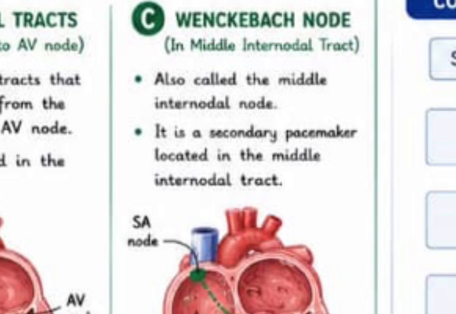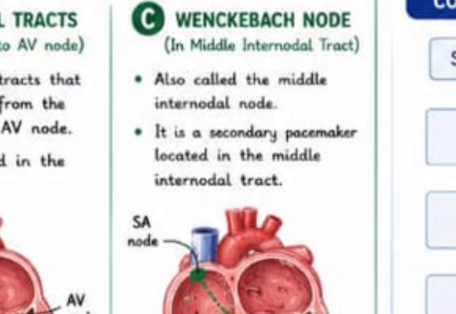Again, the Bachmann fibers carry it from the SA node to the left atrium. The SA node will be stimulated, contracting the right atrium, and it is transferred to the left atrium through the Bachmann fibers. The next pathway is the internodal tract. After it stimulates the right atrium and the left atrium, it converges to the AV node through the internodal tracts. So we have three internodal tracts: the anterior, middle, and posterior internodal tract.